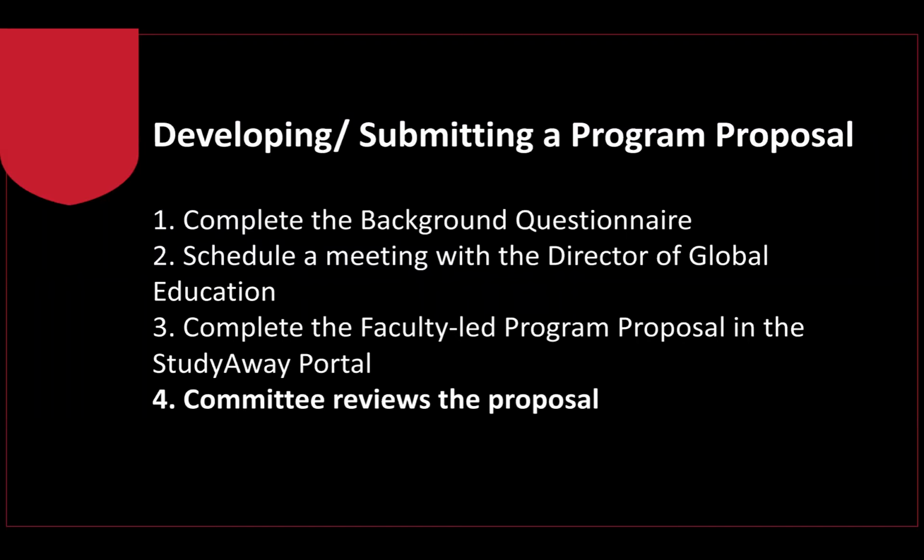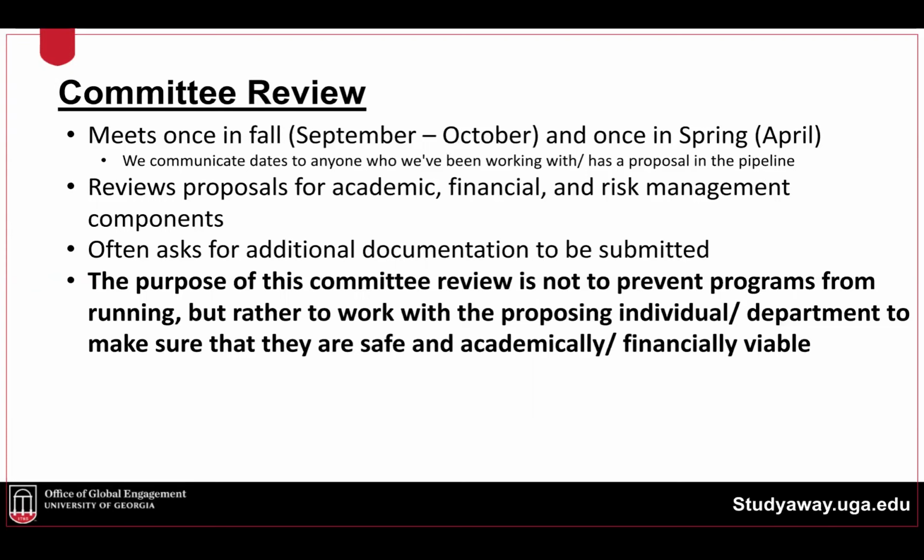Those meetings take place twice a year. Usually they meet once in the fall, usually around September or October, and then once in the spring, usually falling in April. These dates are not widely advertised. We tend to just communicate them to whoever has expressed interest in developing a proposal at that point.